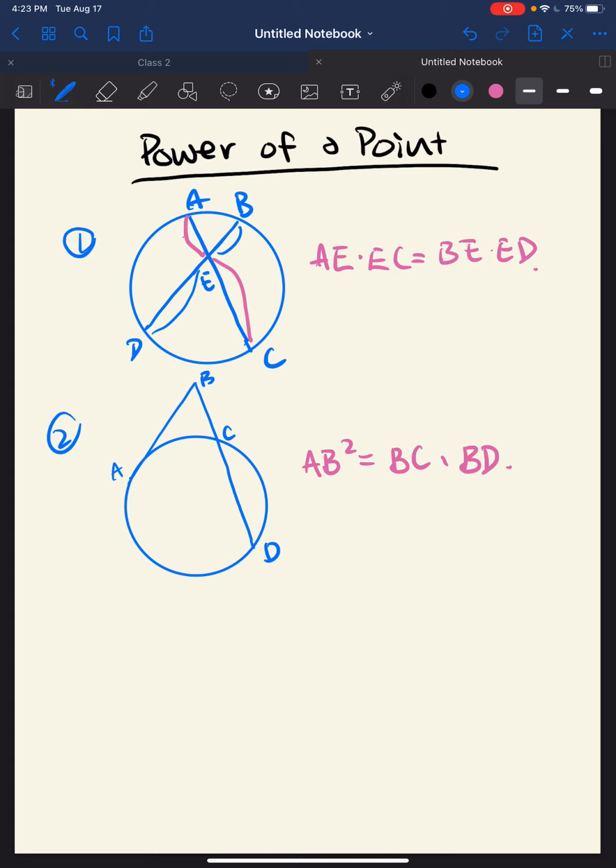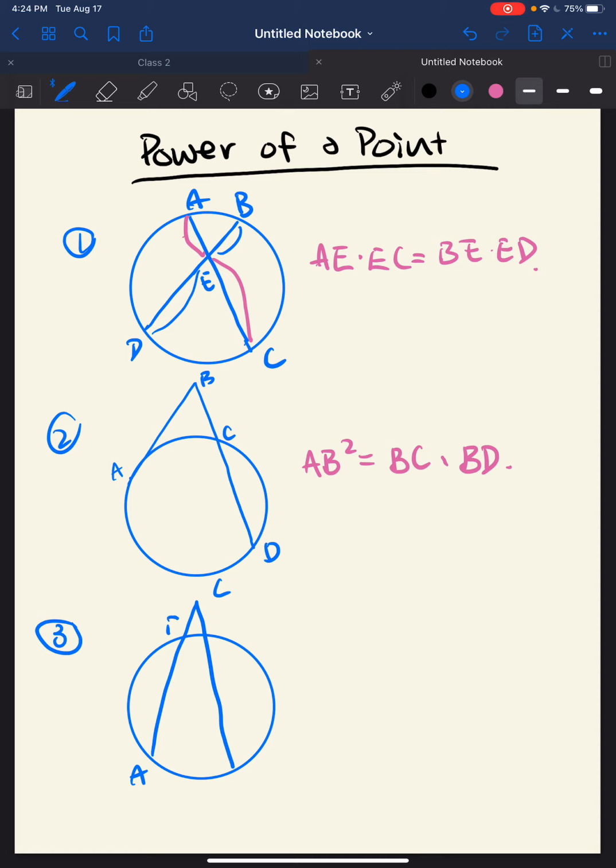And this third scenario would just be this one, where point C is outside and AC intersects the circle at point B and CE intersects it at point D. And we will have CB times CA equals CD times CE.